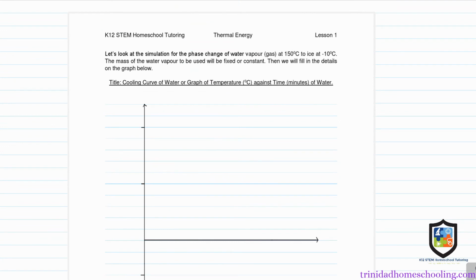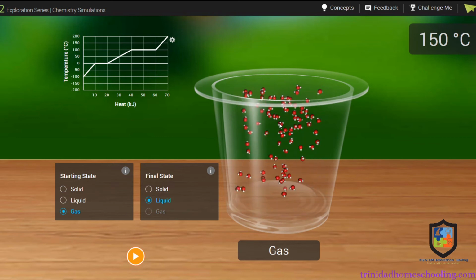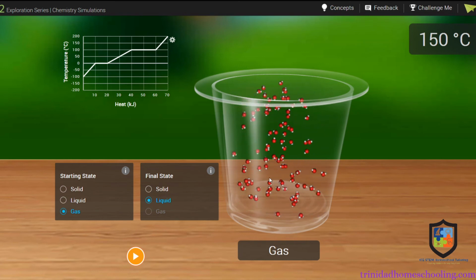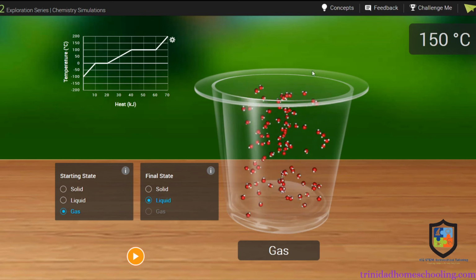Okay, so now let's look at a simulation for the phase change of water vapor, which is a gas, at 150 degrees Celsius down to ice at 10 degrees Celsius. But first we'll look at moving from gas to a liquid, and then from liquid to a solid. Right now I am at solid, so my starting state is going to be gas. Now notice the gas molecules of water, how fast they are moving. They have high kinetic energy. They're filled with all this thermal energy, and they're bouncing around in the glass.